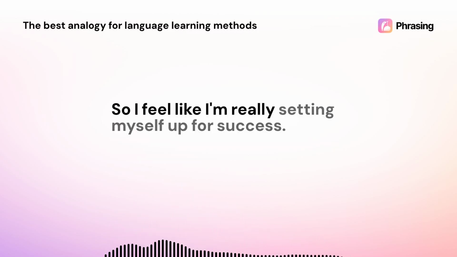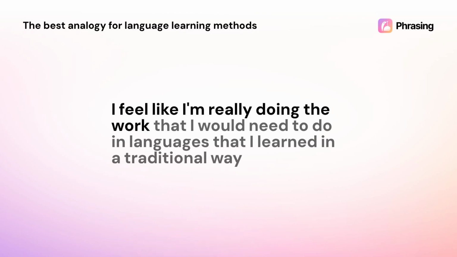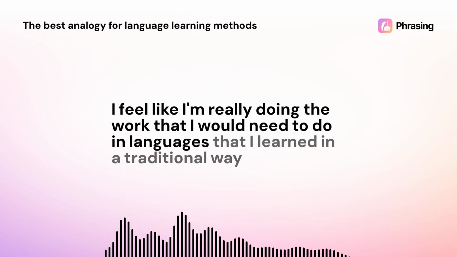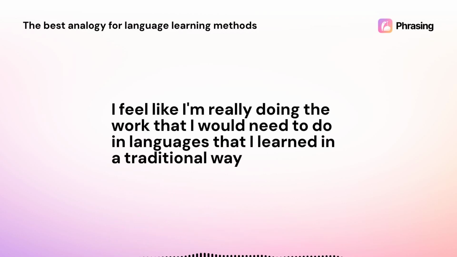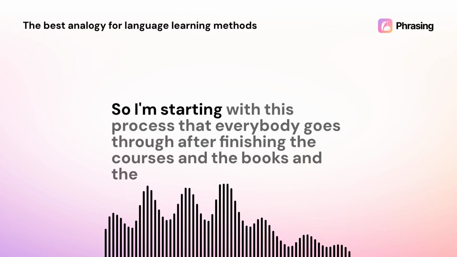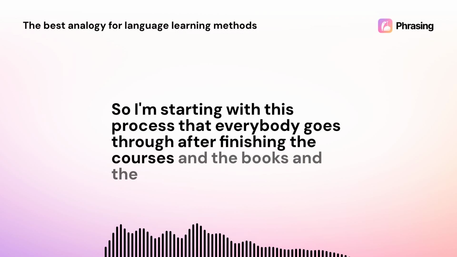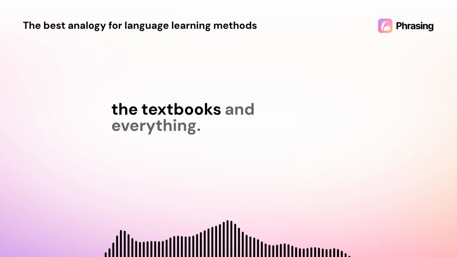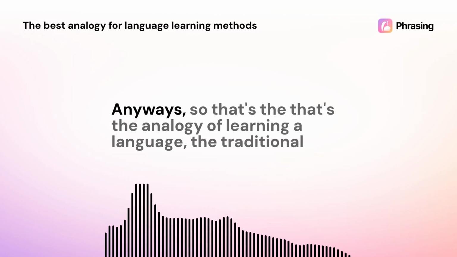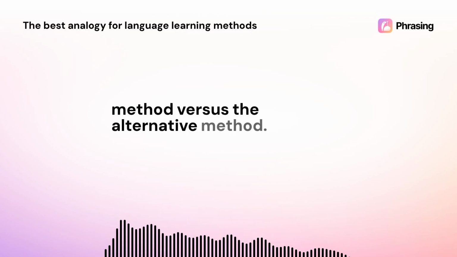So I feel like I'm really setting myself up for success. I feel like I'm really doing the work that I would need to do in languages that I learned in a traditional way eventually, just in the beginning of the process. So I'm starting with this process that everybody goes through after finishing the courses and the books and the textbooks and everything. Anyways, so that's the analogy of learning the language, the traditional method versus the alternative method.